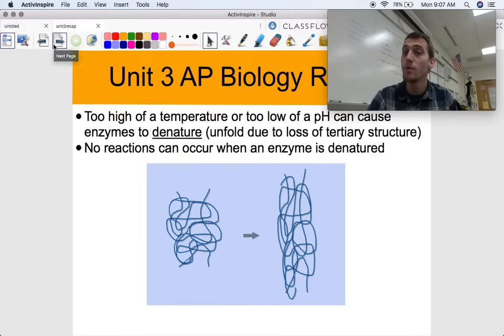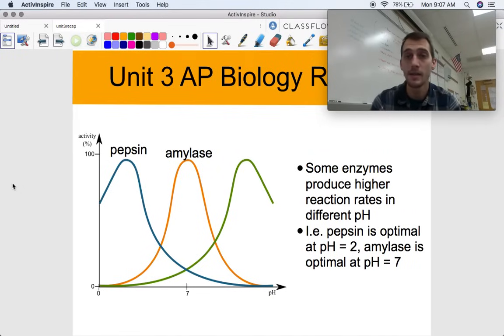Okay, so temperature up to a point can increase reaction rate. Some enzymes produce higher reaction rates at different pH.